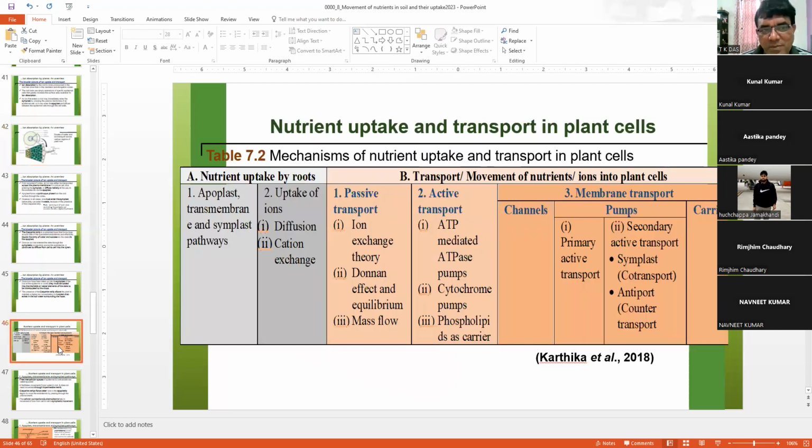So now the real thing comes, your nutrient uptake and transport in plant cells. Uptake is absorption and then accumulation and then transport from your cell wall up to the xylem. So you have nutrient uptake by root and transport or movement. Tomorrow, if you have 1 hour time, then tomorrow I can explain you from 11 to 12.